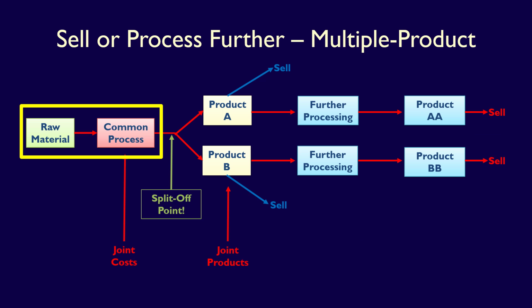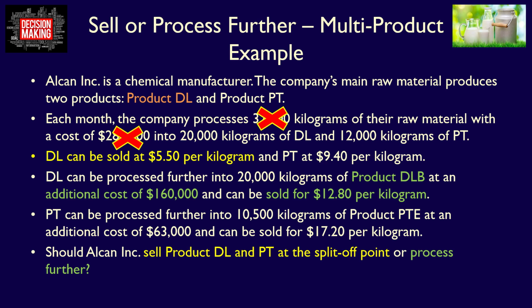Remember that the processing of raw materials is common to all of the joint products. Therefore, these costs don't change between alternatives and are irrelevant for our analysis. The information about the raw materials and the common costs of processing the raw materials are irrelevant and must be ignored. What about the 20,000 kilograms of DL? Is that relevant?